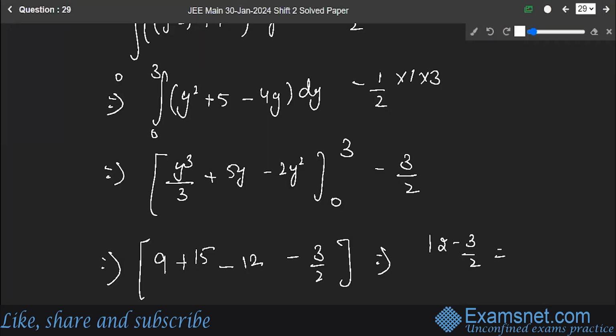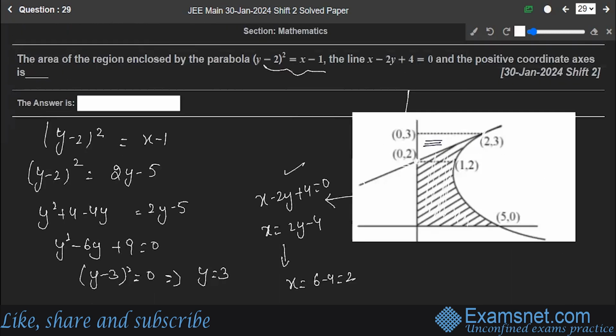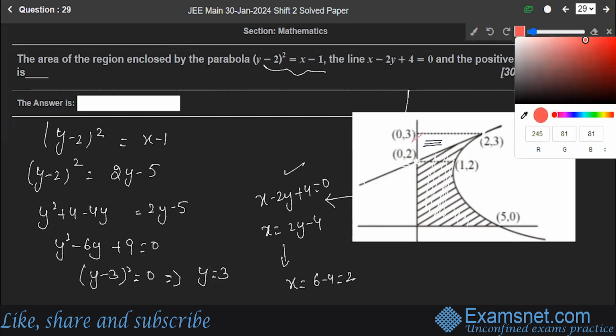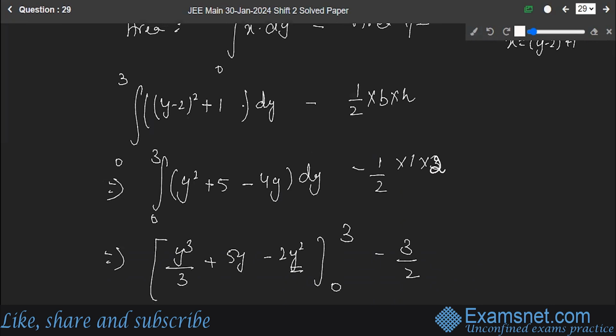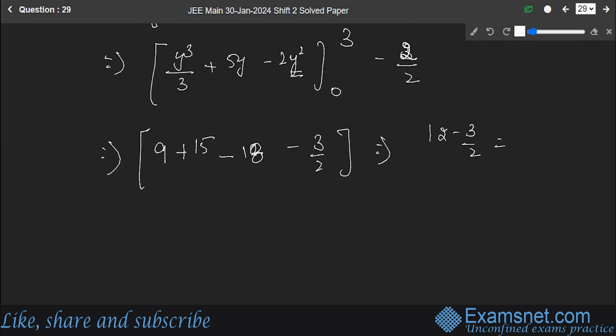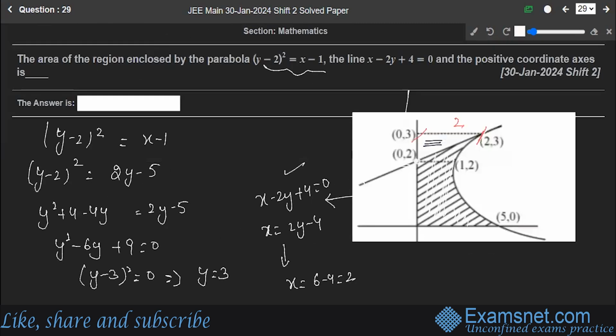There are two mistakes I have done. This is 2y squared, it should have been 9 into 2. This should have been 18. And one more thing, this distance was 2, not 3. So it should have been 2 upon 2, or this should have been 1. Let's do this again. So this will be 24 minus 19, that is equal to 5. So this is the answer to the question. 5 is the answer. Hope you're clear with this.